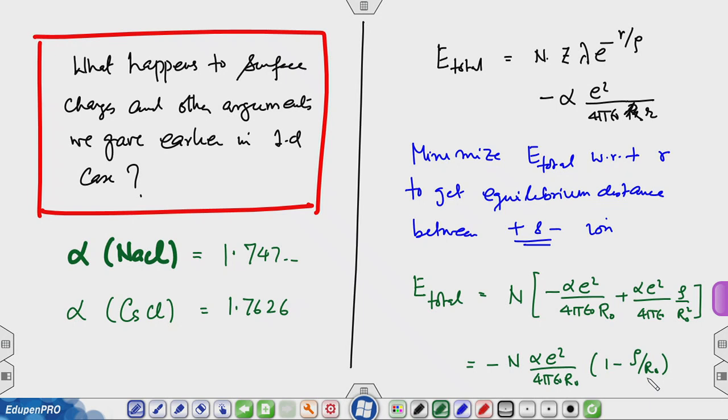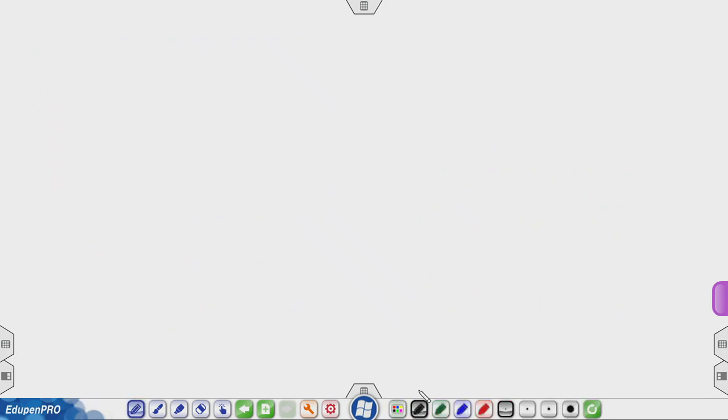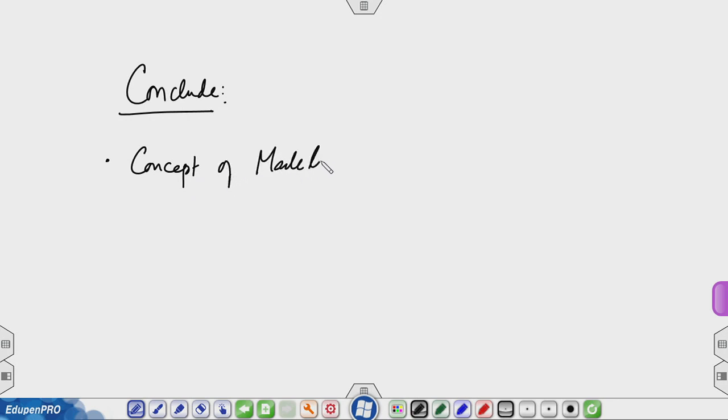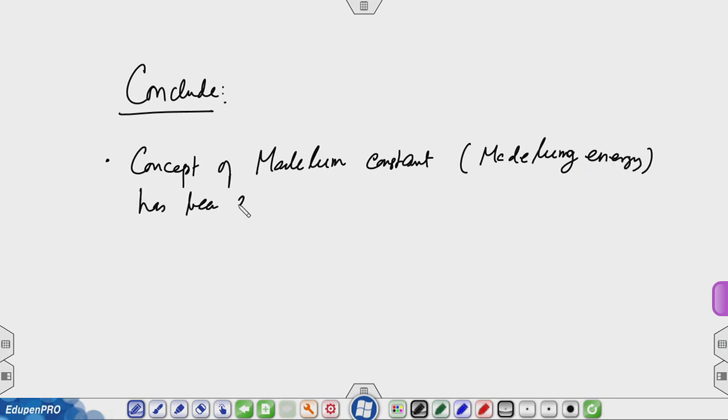So, this is all there is to ionic crystals, right? I will be giving you problems, the more you do them, the more you learn about it. So, let me now conclude this lecture by saying that the concept of Madelung constant or equilibrium Madelung energy has been given for ionic crystals, and then E total has been calculated.